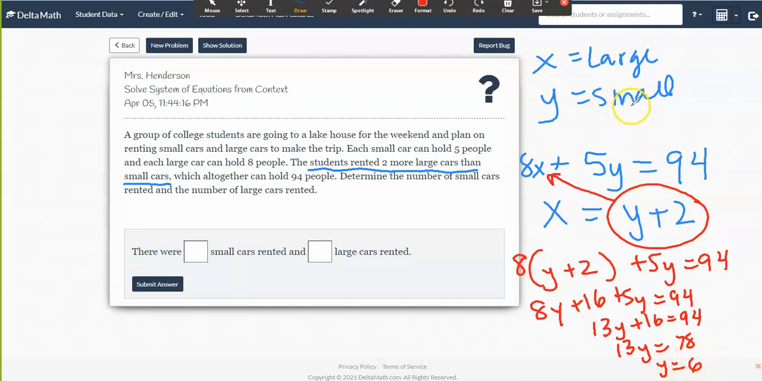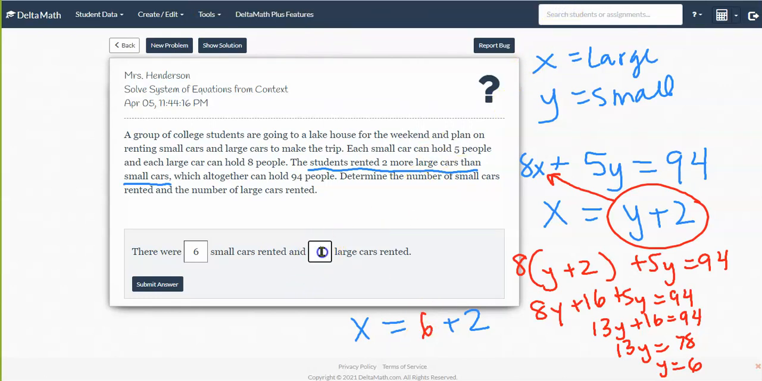So y is my small car. So it looks like I have 6 small cars. So I'm going to put that here. And now for my large cars. Well, my large cars are x, so x is equal to 6 plus 2. Right? That's what I'm doing here. I'm going to use this equation right here, x equals y plus 2, but instead of a y, I'm going to replace it with what y is, which is 6. So that's how I got my answer of 8.